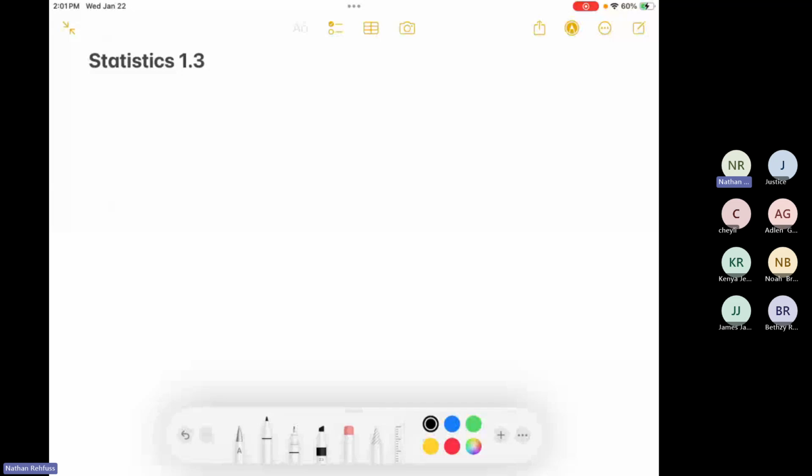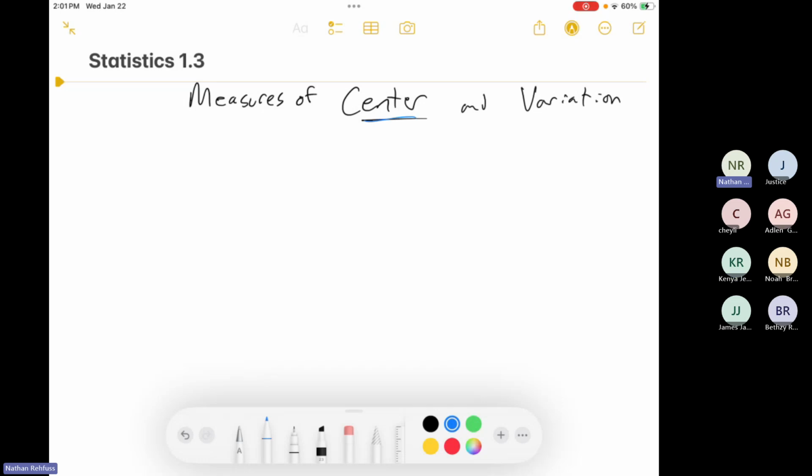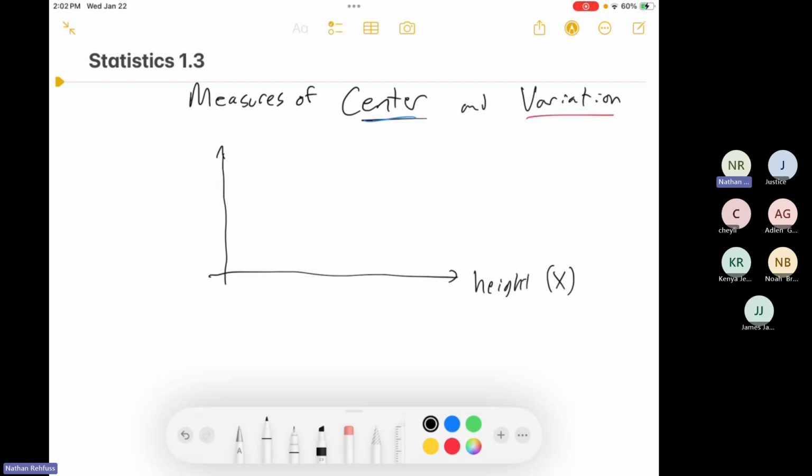All right, so we'll use this as a whiteboard. What we're doing today is measures of center and variation. Let's make the center blue and the variation red. Typically, I'm going to have some kind of data set. Let's just go with a simple one like height. We like to use capital letters for our variables, typically capital X and capital Y, sometimes other capital letters like S for salary. So we could use H for height, but X is a typical choice.